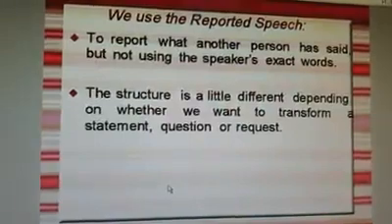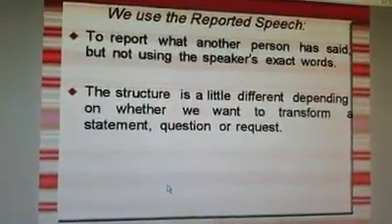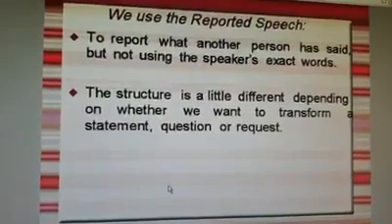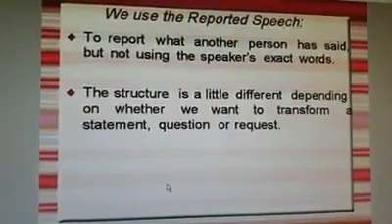Today we are going to have a look and make a revision of reported speech. First of all, let us see when we use reported speech: to report what another person has said, but not using the speaker's exact words. Let us stop a bit here.